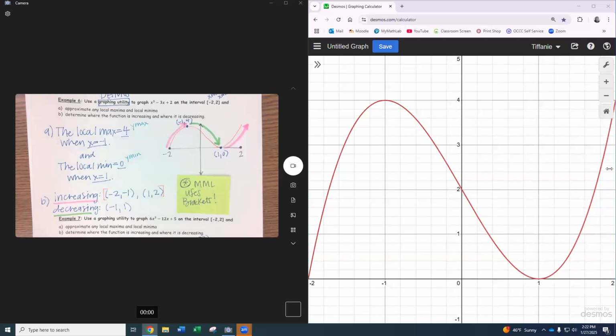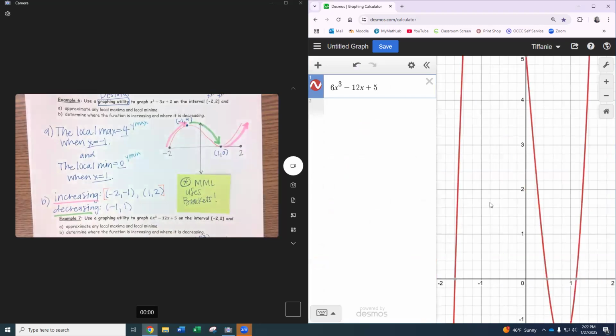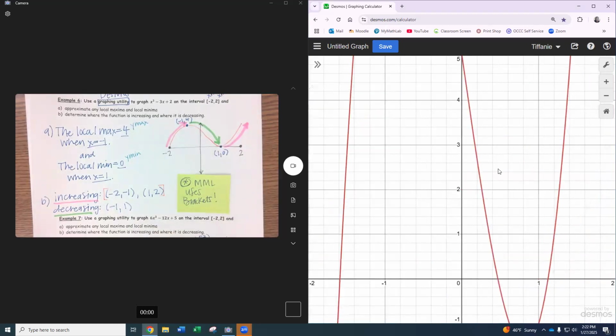All right, hopefully you have paused the video and you have attempted example 7 on your own. Example 7 is the exact same thing. Use a graphing utility, which will be Desmos, to graph this function here and still in this interval of -2 to 2. So first things, we're going to change our equation. And this is the equation we get here.